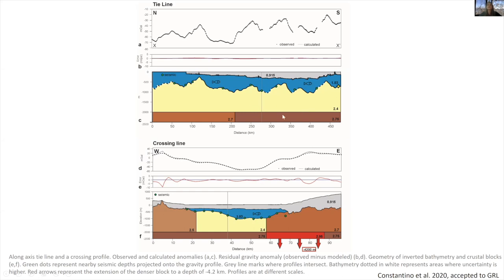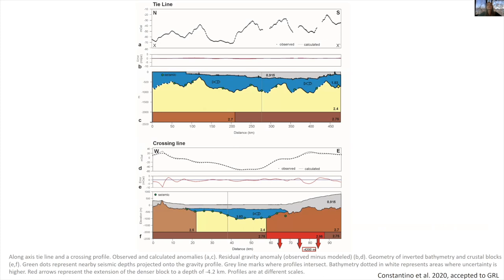Here, the different colors represent different densities. And we did that assignment by looking at literature data and also by interpretation of our own data. After doing the inversion for the tie line, I do the inversion for the crossing profiles.